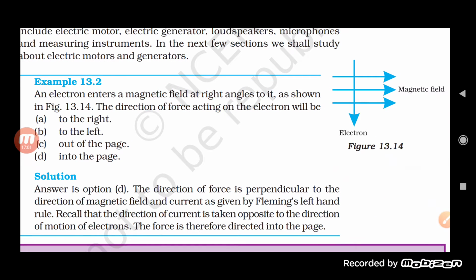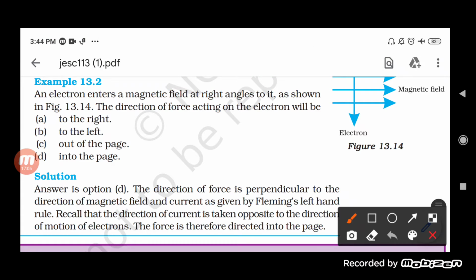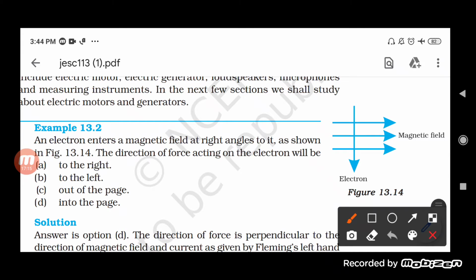Now see here, a question is given that an electron enters a magnetic field at a right angle to it. So if this is the magnetic field, the electron is entering like this only. Yes, it is already given. So the electron enters the magnetic field at a right angle to it, and the direction of force acting on the electron will be, so obviously students, see here, the magnetic field is on this side and the current is acting on this side.